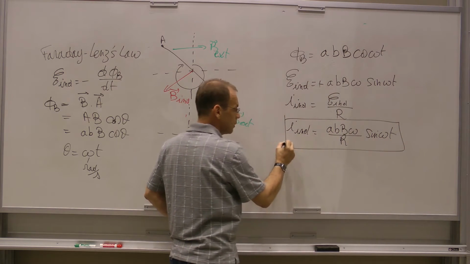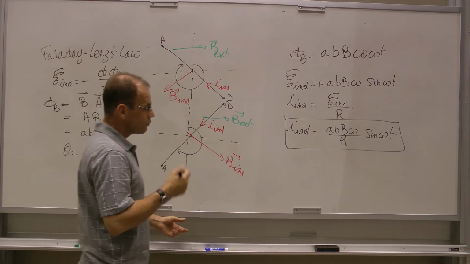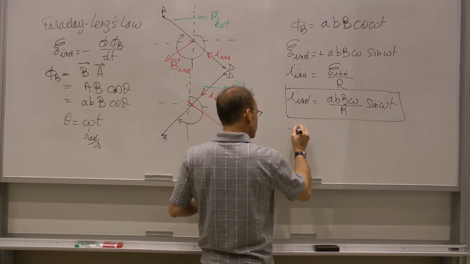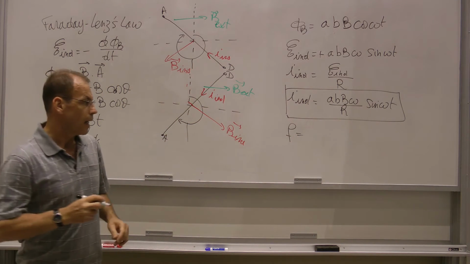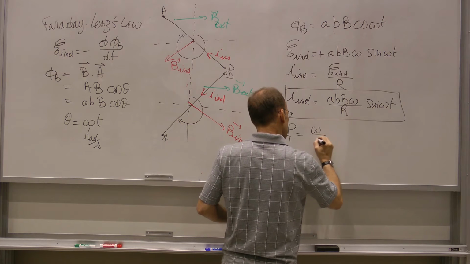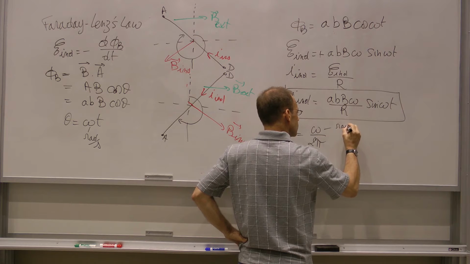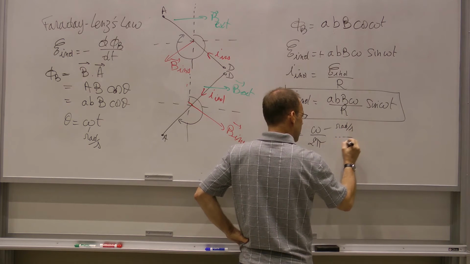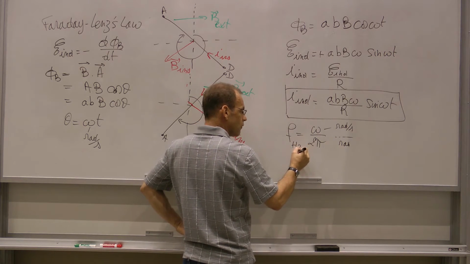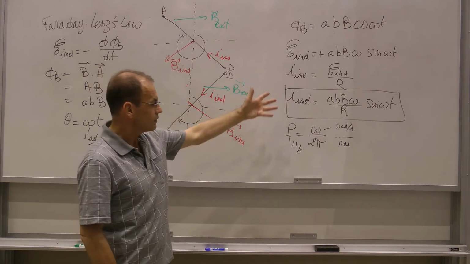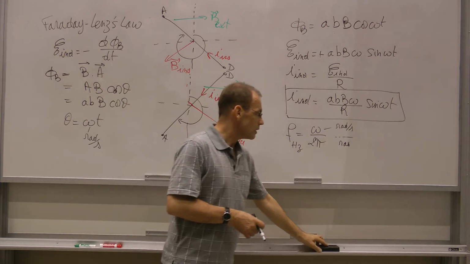Here's the induced current. It can also be expressed as a function of the frequency of rotation, because the frequency f, expressed in hertz, is omega divided by 2 pi. Once again, verify the units. Omega is in radians per second, and I divide this by radians, cancel that, and I'm left with 1 over seconds, which is indeed the unit of hertz for the frequency. So you can replace that with the frequency in the given formula.